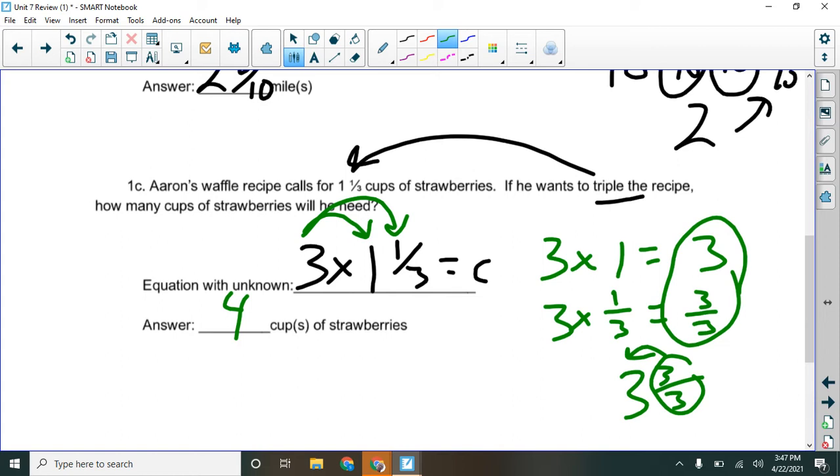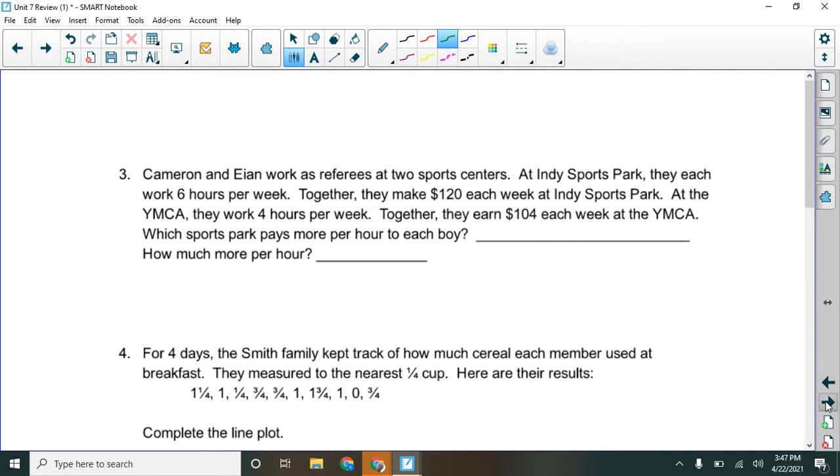See how this is useful, right? In the kitchen, you know, if you're ever going to have a party or a group of people or family over, sometimes you have to double or triple recipes, and most recipes have something that has fractions in it. So you need to know how to multiply these fractions and whole numbers. Let's get into a word problem here now.